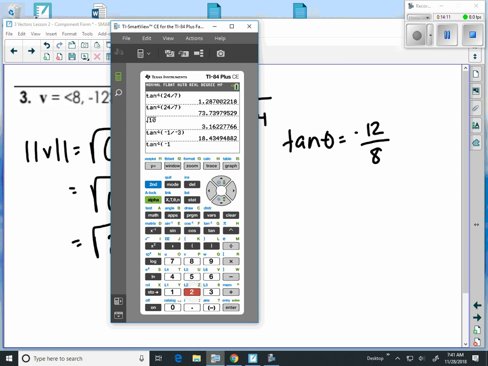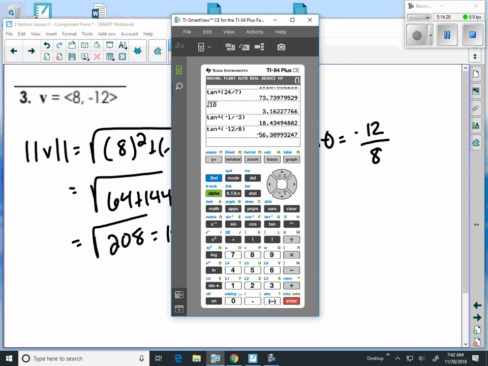Negative 12, 8. Okay, so we get a negative angle, negative 56.31. Now, we have to check and see which quadrant we are in. And that comes from your component form. So it's a positive x value and a negative y value.